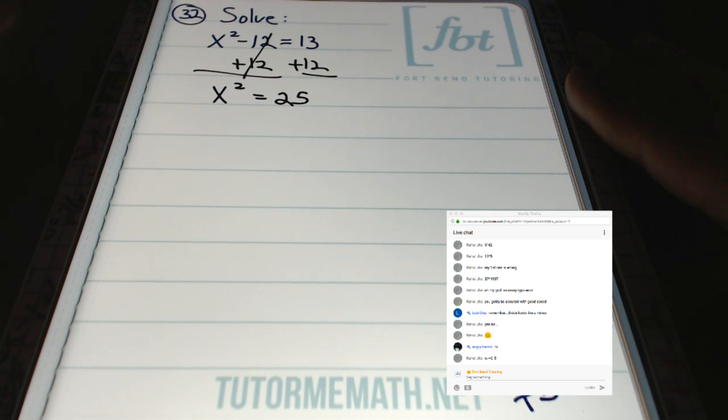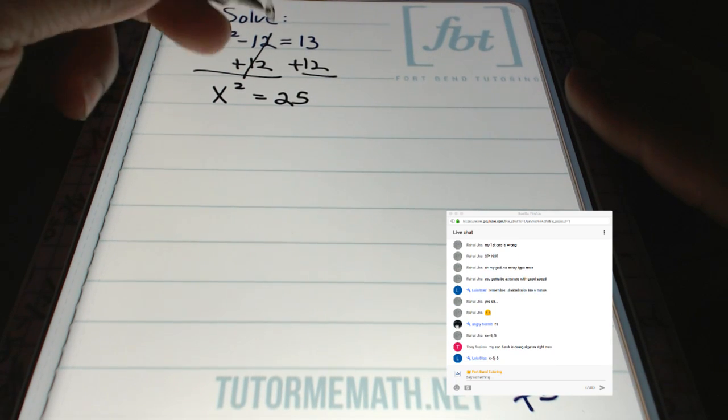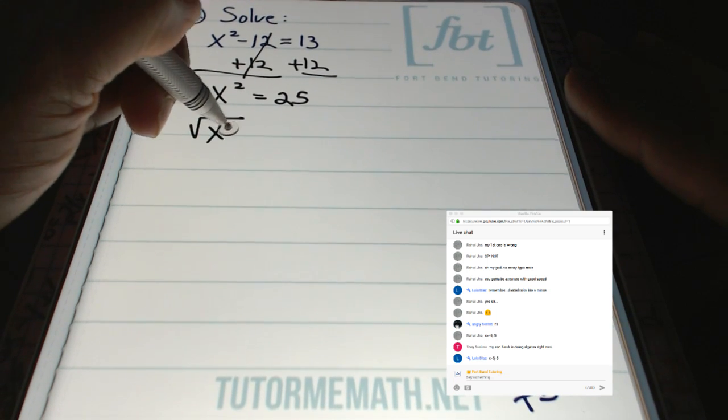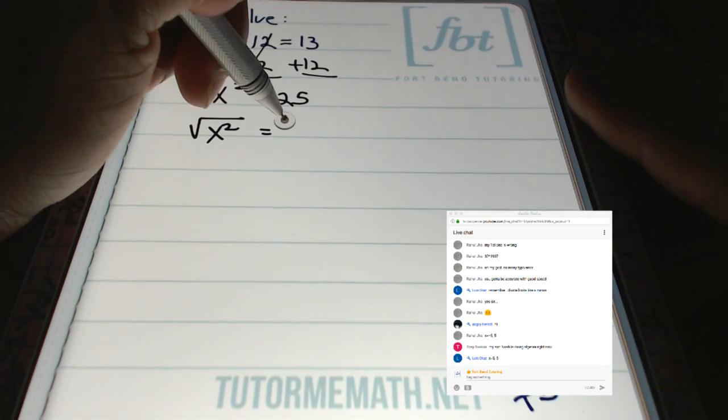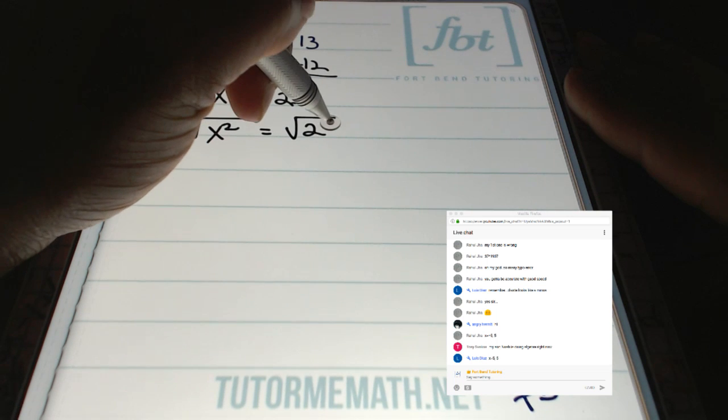Look at Raul with the correct answers. Good job. So now we're going to take the square root of both sides, and I'm going to show you guys the proper way to do this. For starters, you're going to take the square root of the left side. We want to solve for x, right? And we are going to take the square root of the right side.